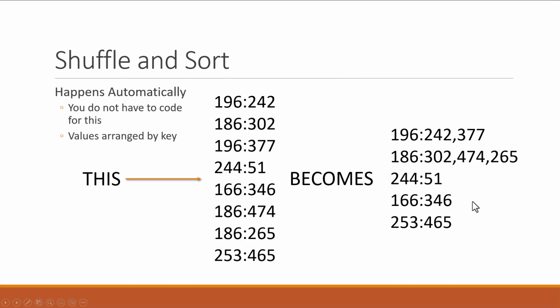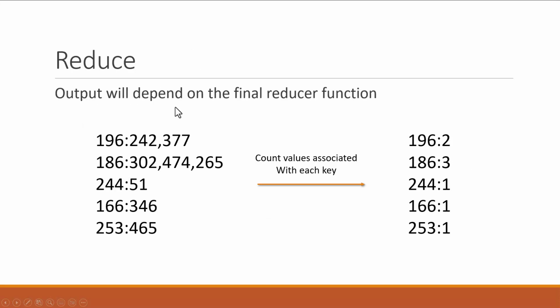And so if we take this key value list and then simply collapse that by counting up the total number of entries in the value list, that will give us our counts associated with each key. So we know that 196 has two movie IDs associated with it. Count those up, 1, 2. That means that our final result is 2 for 196, 3 for 186, and so forth and so on.